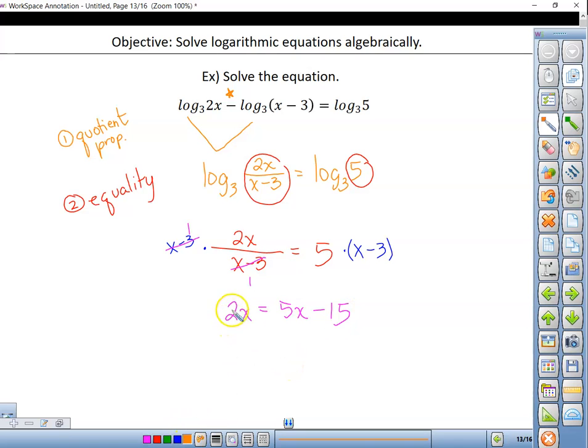Then I would probably subtract 2x and add 15 to both sides so that things stay positive. You could also just subtract 5x from both sides, your choice. If I subtract the 2x and add the 15, I get 15 equals 3x, and then dividing by 3, I get a possible solution of 5. So now I have to check it.